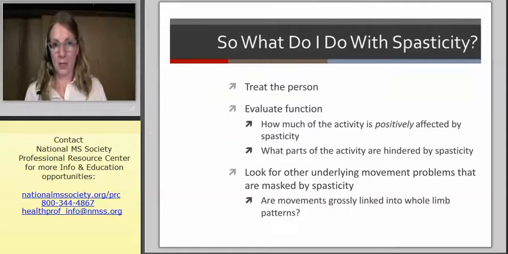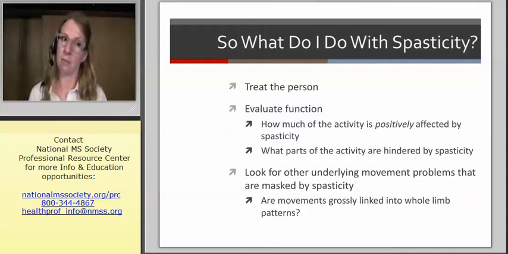So what do I do with a person with spasticity? Obviously, treat the person. Spasticity is part of what they're coming with. It's part of their suitcase of symptoms that they come with. So you have to look at the whole person, just like you always do with every other evaluation that you see. And you want to evaluate function. How much of their activity is positively affected by spasticity? And what parts are hindered by spasticity?